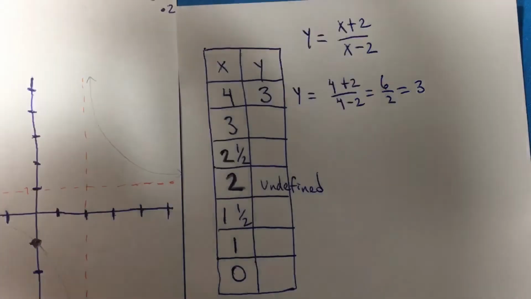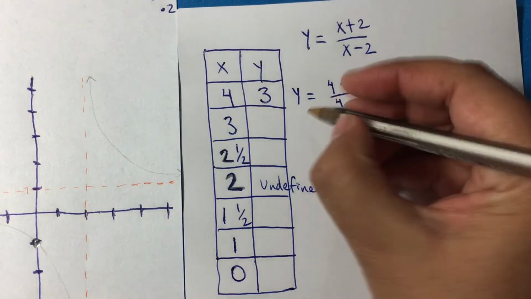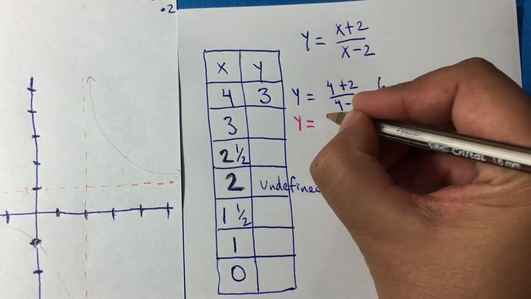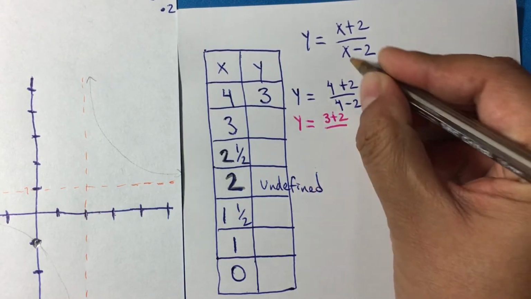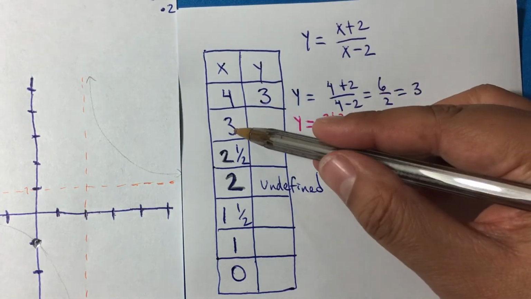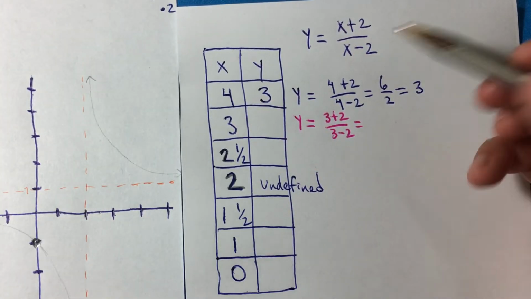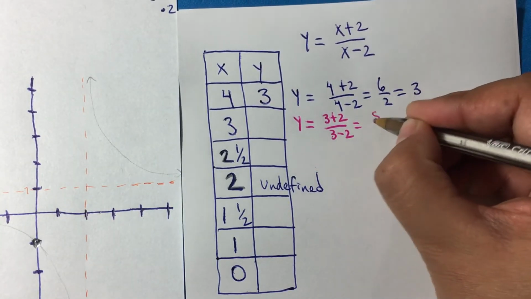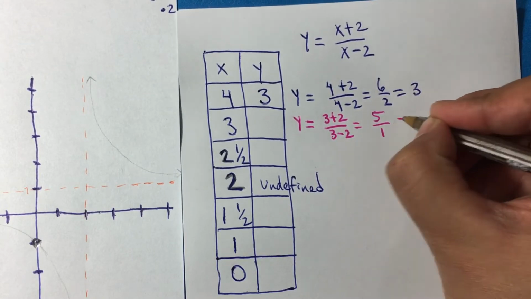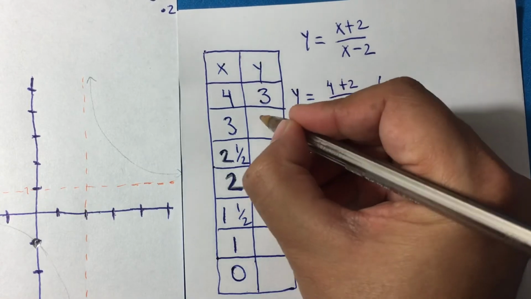I'll use a different color so that they don't get confused. So y is equal to 3 plus 2 divided by 3 minus 2. So all I'm doing is replacing these values that we chose in x. 3 plus 2 is 5. 3 minus 2 is 1. And so that's equal to 5.